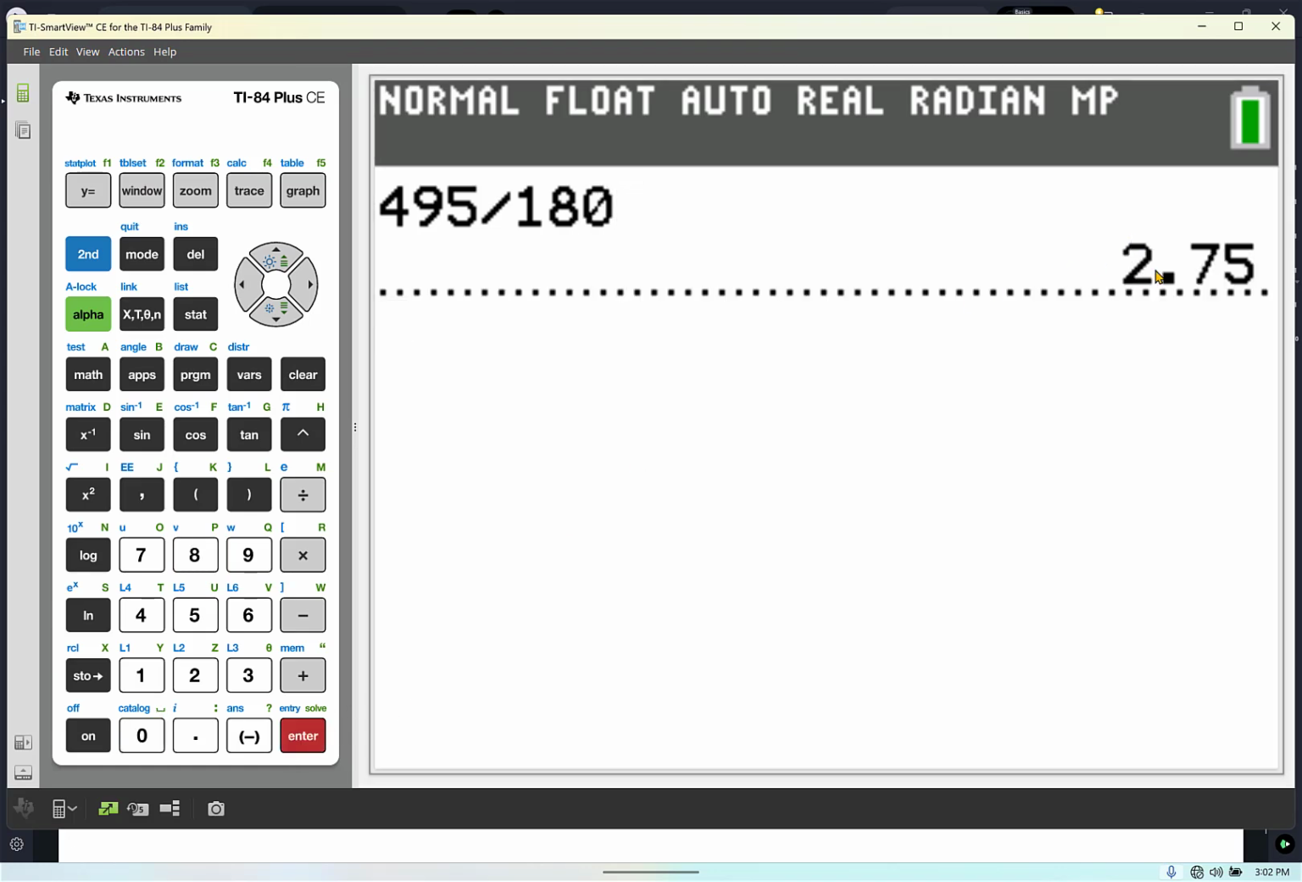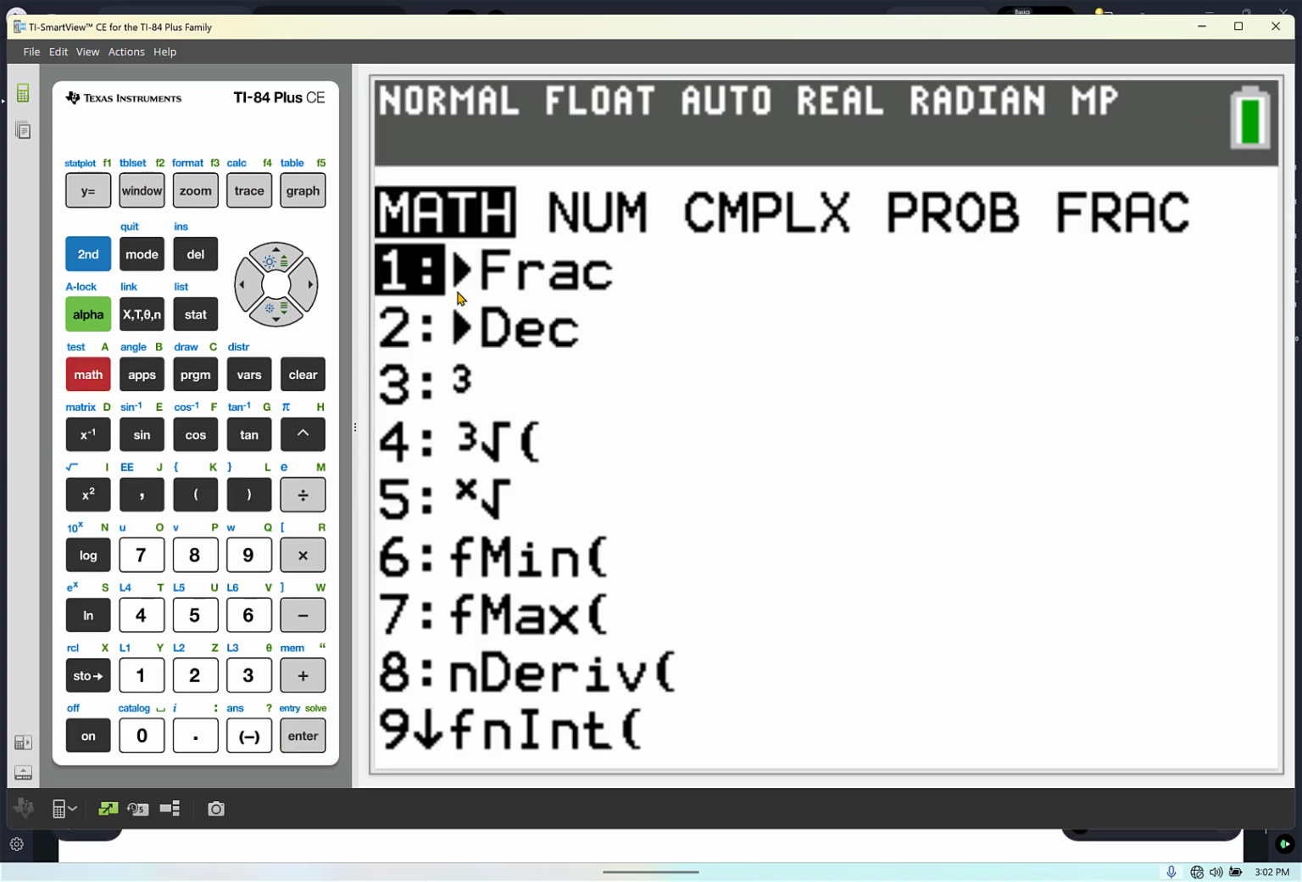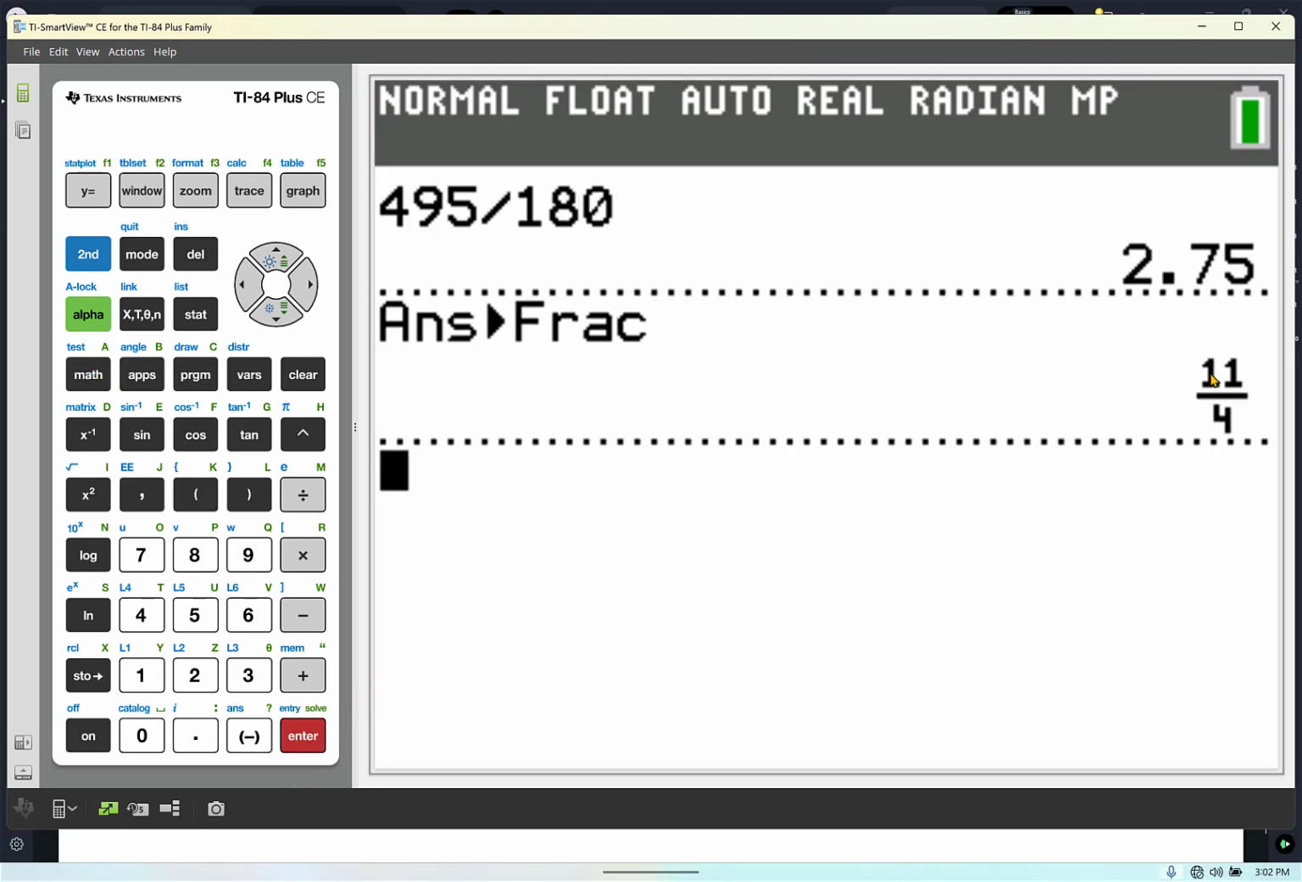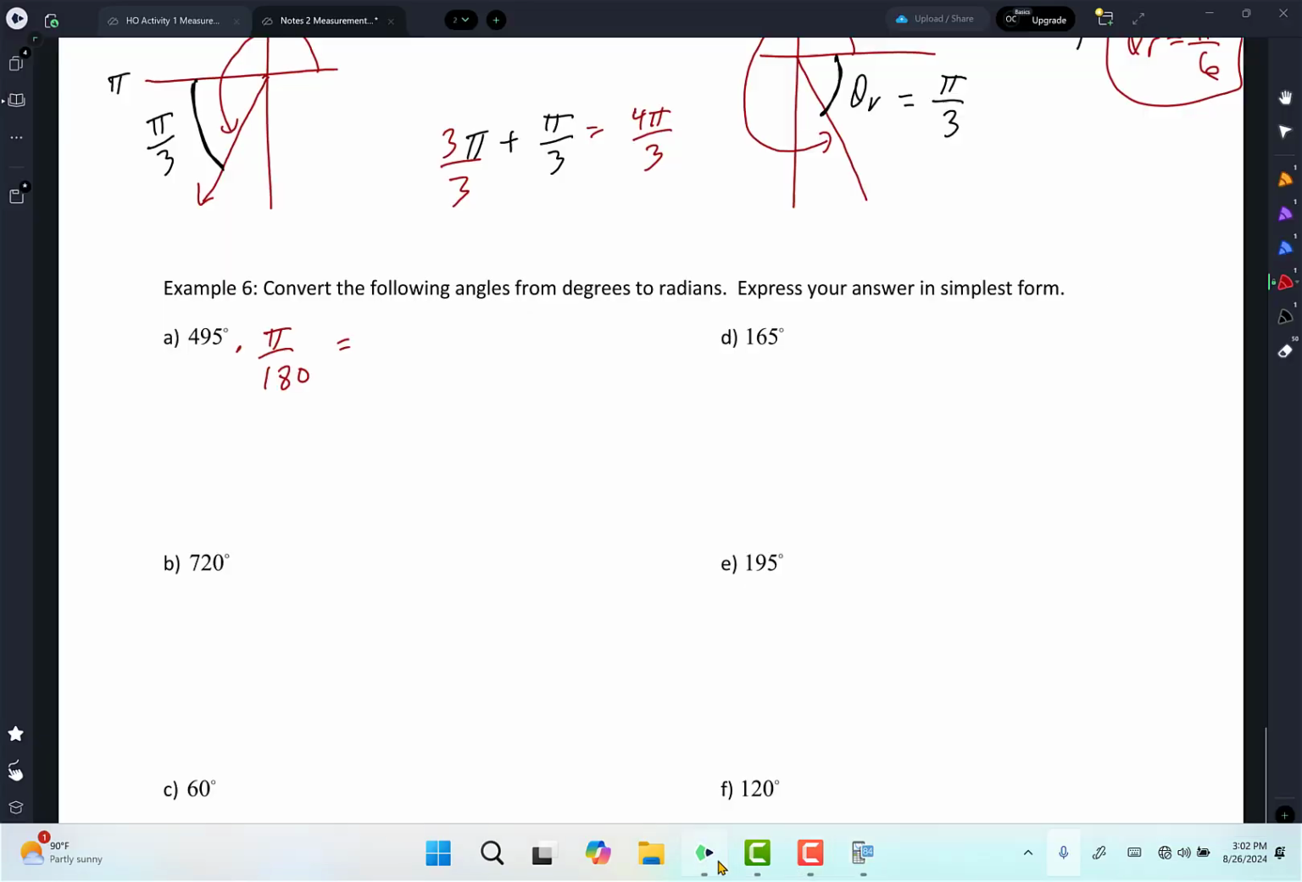Doesn't matter. You're going to get a fraction. I should have turned it into a fraction immediately. You're going to get a number, 2.75. Push math. Turn it into a fraction. Number 1. Frac. Enter. Enter. Look at that. Put the pi next to the numerator, 11 pi over 4. You can also say 11 fourths of pi, but 11 pi over 4 is usually the way you put the pi with the 11. But you can put 11 fourths and then times pi. That's the same thing as well. Are we okay? Okay.